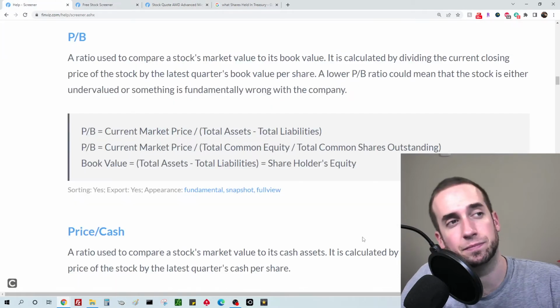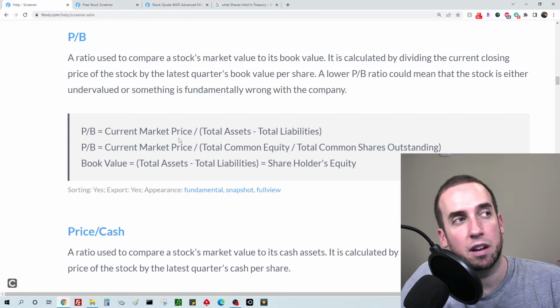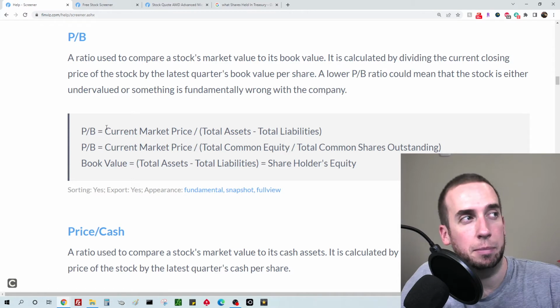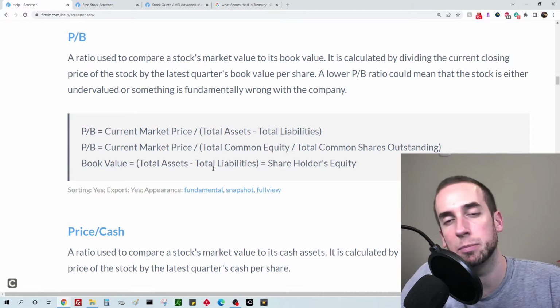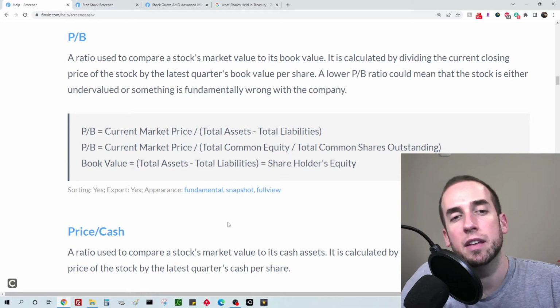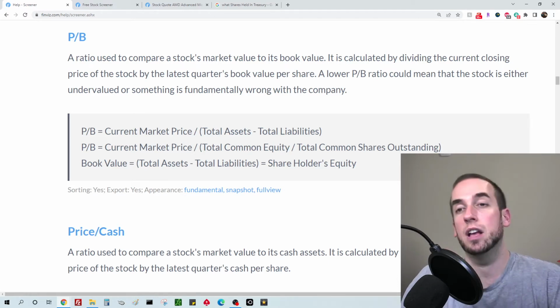So again, in a gray box on the Finviz help site, there is PB equals current market price divided by (total assets minus total liabilities). And then again, PB equals current market price divided by (total common equity divided by total common shares outstanding). And book value equals (total assets minus total liabilities) equals shareholders' equity.